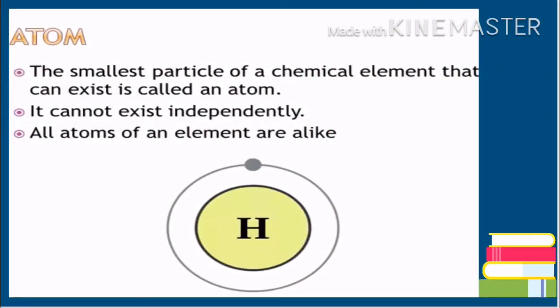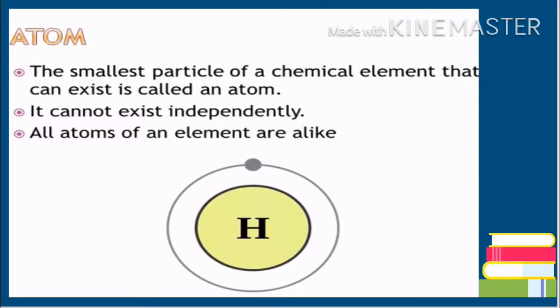So atom is the smallest particle of a chemical element that can exist. Means atom is the smallest unit by which matter is made up of, like a house is made up of bricks. In a similar way, each matter is made up of atoms. So next point is it cannot exist independently. Means a single atom cannot exist independently in nature.